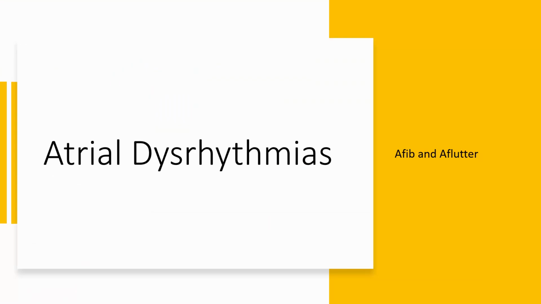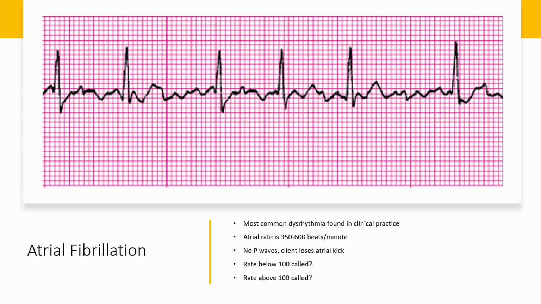So we're going to talk about atrial dysrhythmias. Atrial dysrhythmias are dysrhythmias that arise in the atria. The first one we're going to talk about is your AFib. Now, if I'm doing the 5-step method on the AFib, the first thing that you look at is the rate.